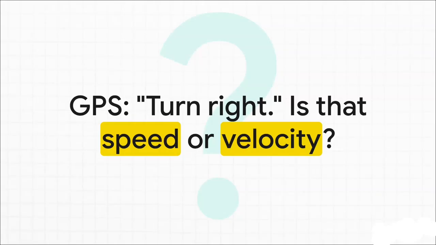And that brings us all the way back to the start, but with a new little brain teaser. Next time your GPS says, in 200 feet turn right, ask yourself, is that a speed or is it a velocity? Because it's not just telling you how far to go, it's also telling you which way to go.